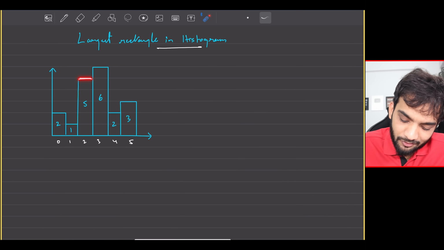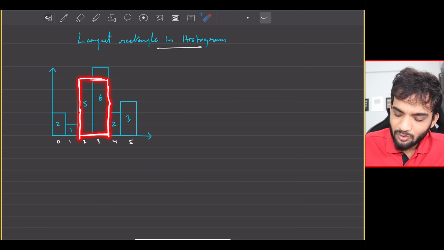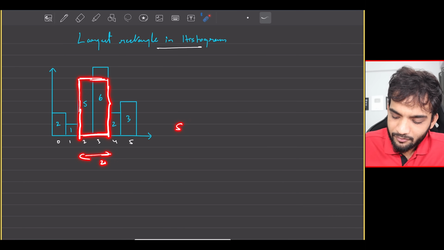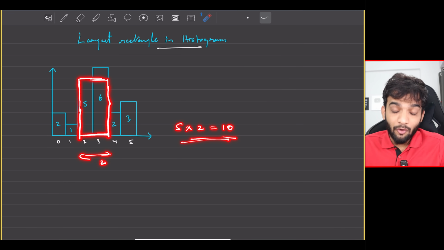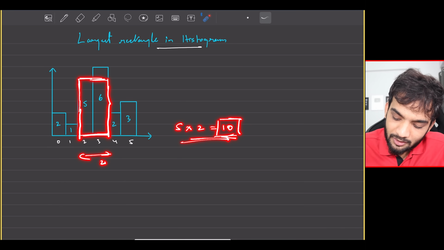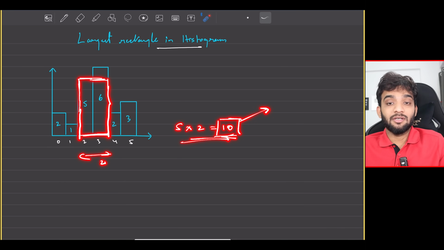If I take the height of 5, the bar 5, then I can form this particular rectangle which has a width of 2 and a height of 5. So 5 cross 2 will be 10. And this is the largest that you can form. This is what you'll have to return. 10 is the value that you will have to return.